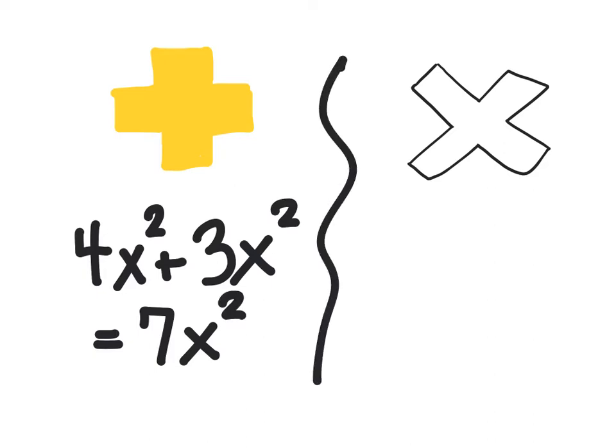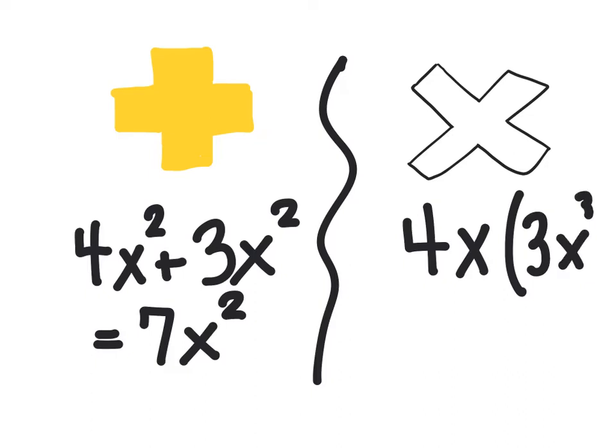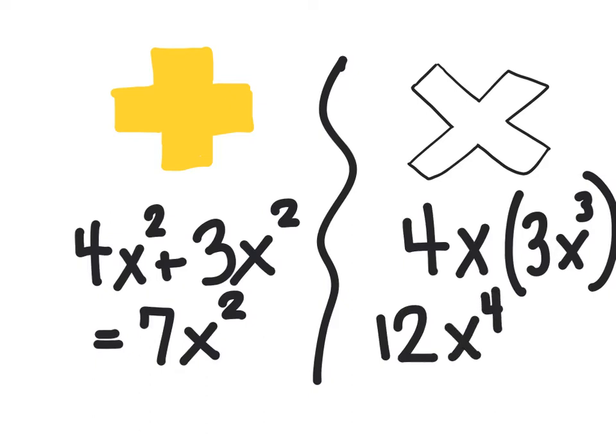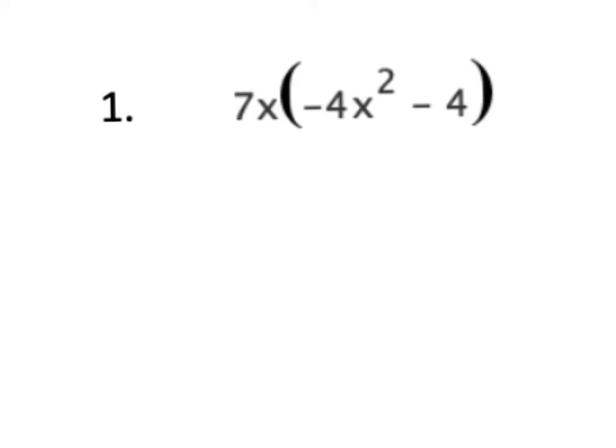Whereas with multiplication, you don't need to have like terms. If you have 4x times 3x to the third, they aren't like terms, but who cares? You do 4 times 3 is 12, and x times x to the third is x to the fourth power. Let's put these ideas into practice now with the following.